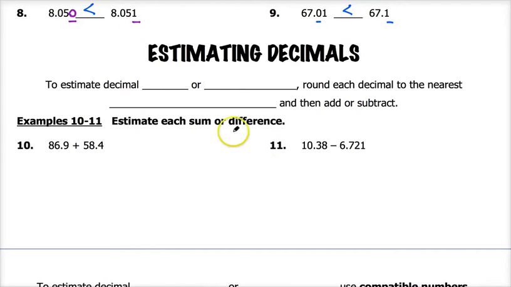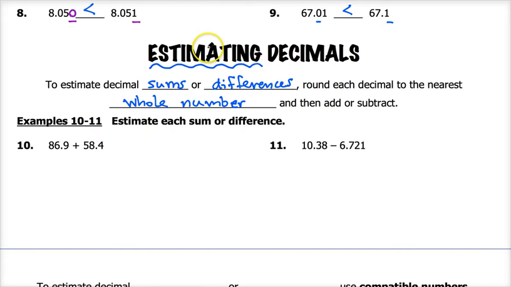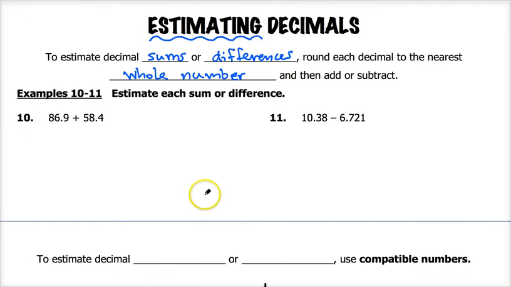So when we estimate decimal sums or differences, that would be addition or subtraction problems, we always round each decimal to the nearest whole number, and then we add or subtract. Okay, and remember, this is estimating. This is not getting the exact answer. This is trying to get a good guess as to what the answer might be using mental math. Okay, so that's what we're going to be practicing here.